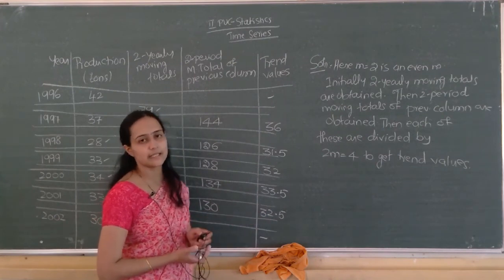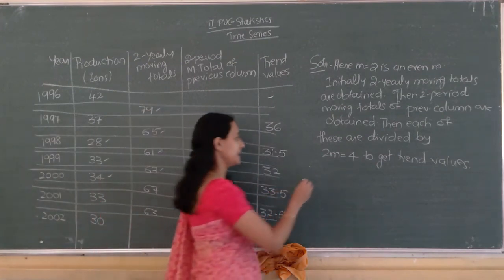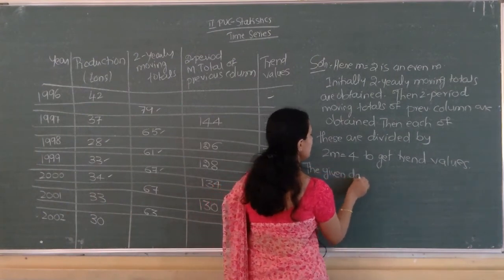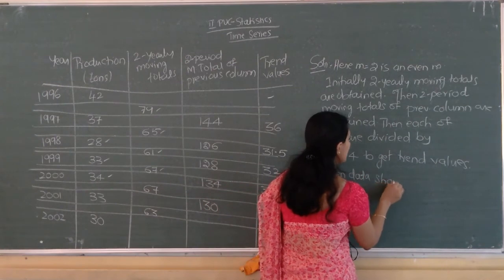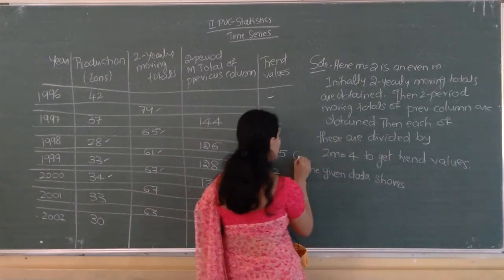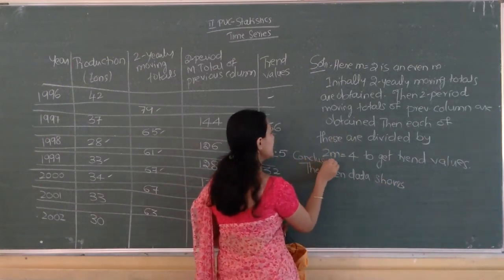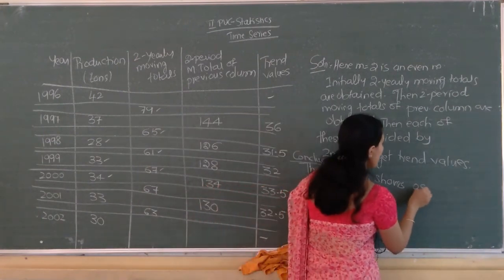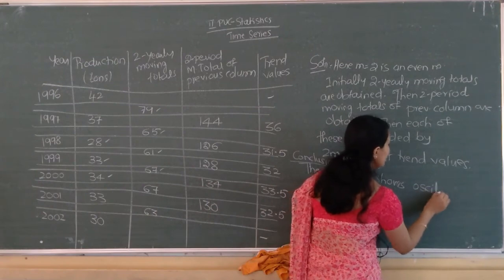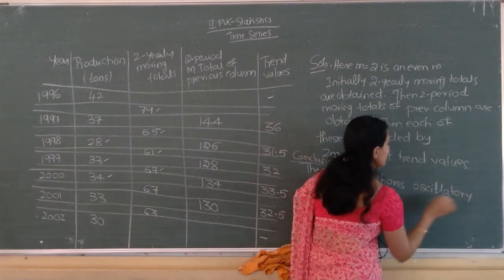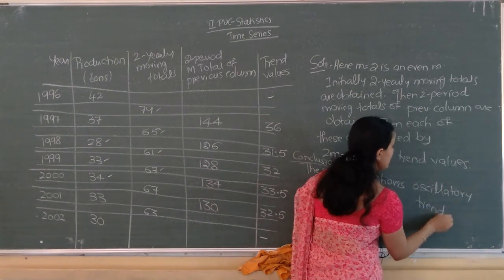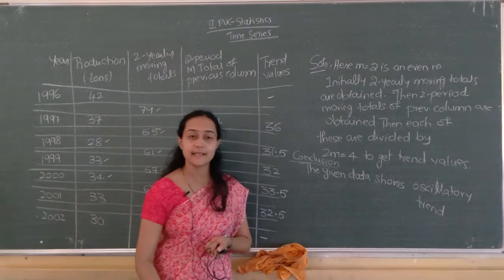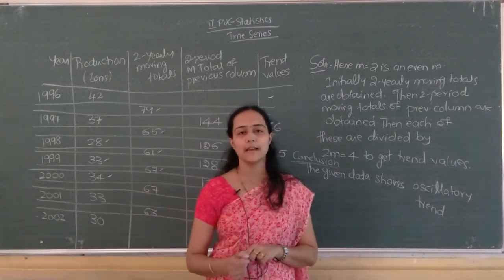So the given data shows oscillatory trend. That is the conclusion. You have to write the conclusion, whether they asked or not. The given data shows oscillatory trend. Clear? So centered moving averages over.